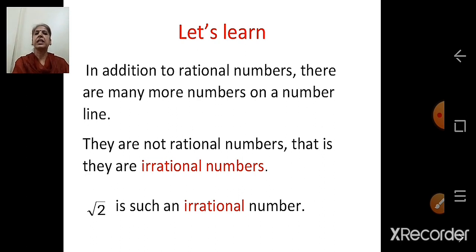Okay, now in addition to rational numbers, there are many more numbers on a number line. We have studied rational numbers, the numbers which can be expressed in the form m upon n, where m and n are integers, but n is not equal to 0. The denominator is not equal to 0. Now there are many more numbers on a number line which are not rational numbers. It means they are irrational numbers. The numbers that are not rational are irrational numbers. For example, root 2 is such an irrational number.